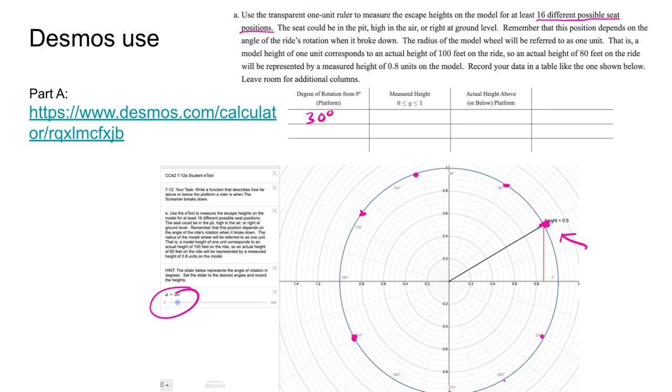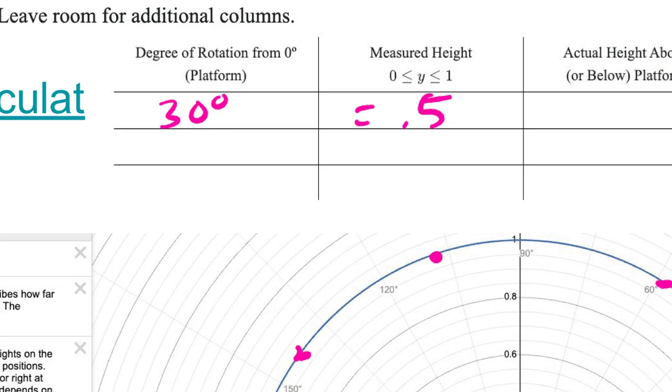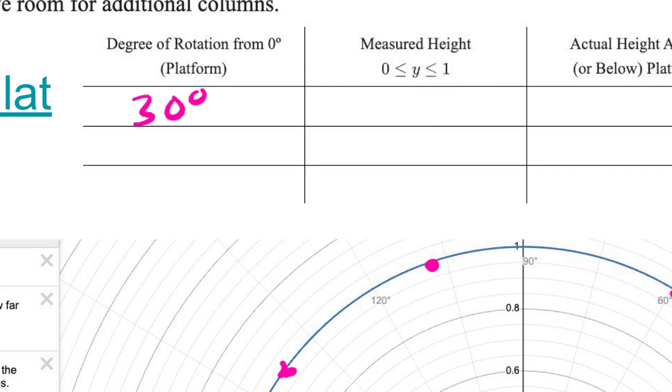So this height is 0.5 from the ground, which starts to correspond with what you need from the actual story problem. The problem says it's got a radius of 100 feet, and they're telling us here that a model height of one unit corresponds to 100 feet. So 0.5 would be equal to 50 feet. Sorry, you can't really read that 50. I should have zoomed in and written this here. Let's try this again. So 0.5 would be equal to 50 feet.